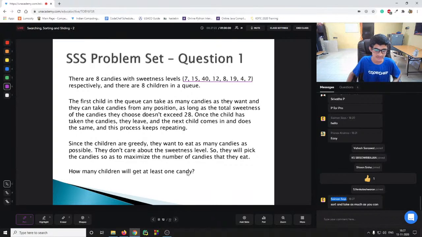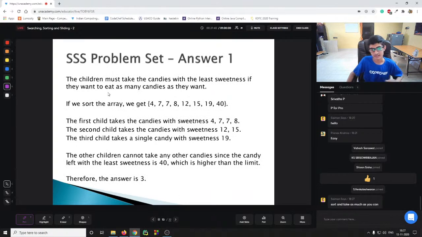So greedy approach means that you take what's best for you in the current moment, and I believe you'll talk more about it in the future videos, future sessions. So for now we are going to be ignoring that, and we are going to be talking about how sorting helps. So notice that the children must take the candies with the least sweetness if they want to eat as many candies as they could.